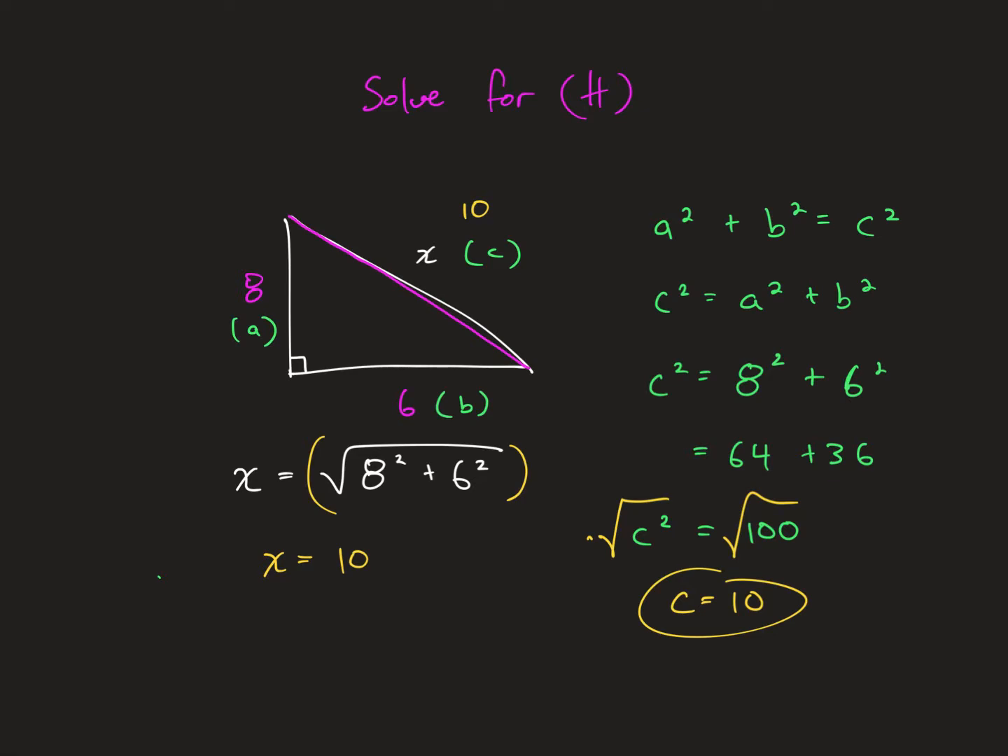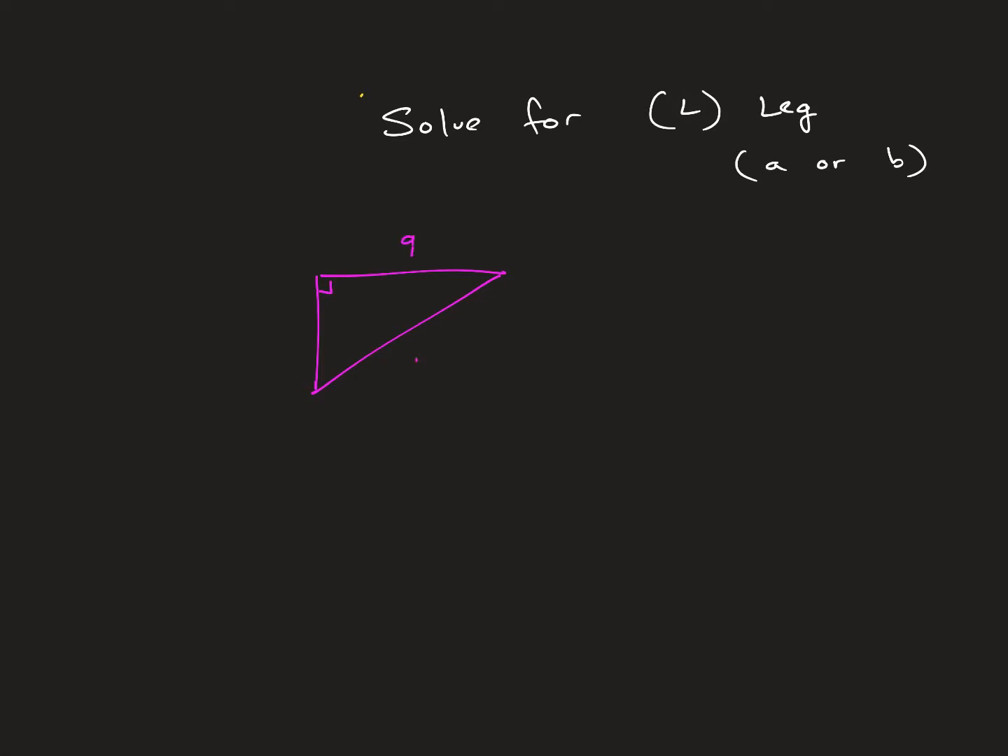Now you could use this same theorem, and let's say we're going to solve for a leg, or an a or b. We use the a or b as the legs here. And again, we'll start with a right triangle. Let me do a 9 and 15.